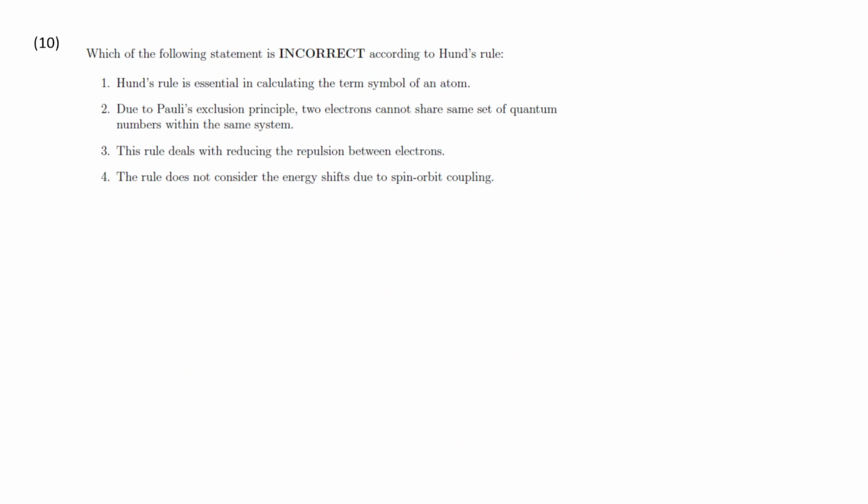So now we'll look at the last question. Which of the following statements is incorrect according to Hund's rule? Hund's rule is essential in calculating the term symbol of an atom. That is what we did in the first question. We calculated the term symbol, which is 2S plus 1 L J, and we found S, L and J from Hund's rule. This is called the term symbol. So this statement is correct.